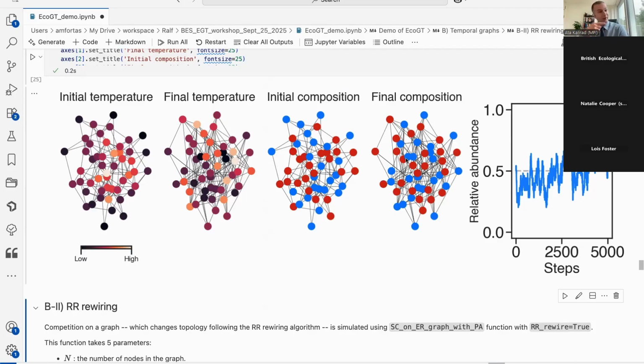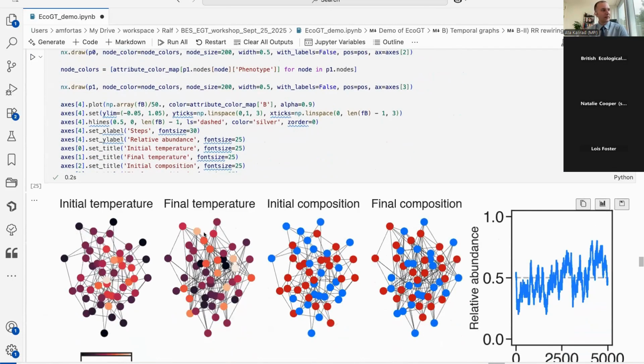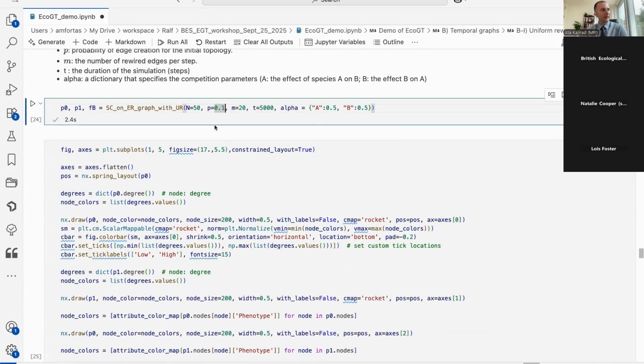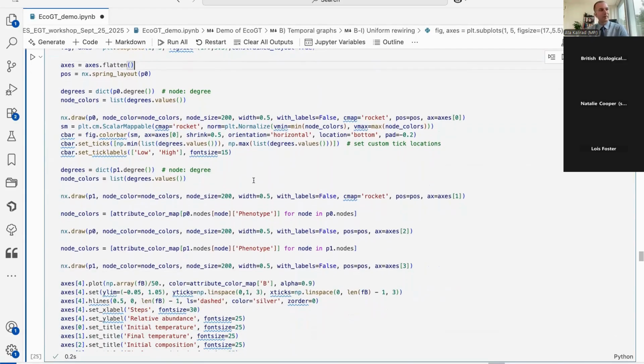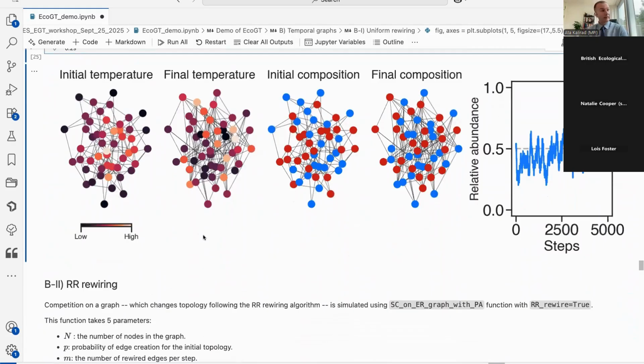You can also see the initial and the final composition in the code. In this notebook, you can use any sort of parameter for the probability in the initial topology, and then play around with the m. As you increase the m, you make it closer to a complete graph, basically, because you're making it more likely for everyone to interact with everyone else over time, which is interesting on its own.